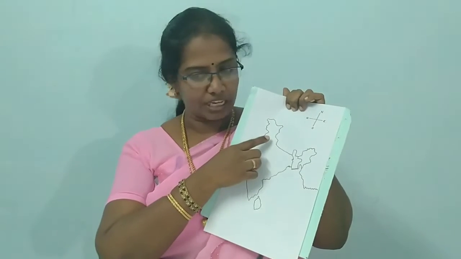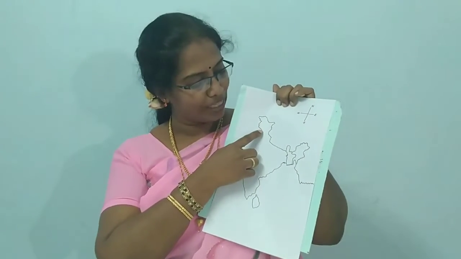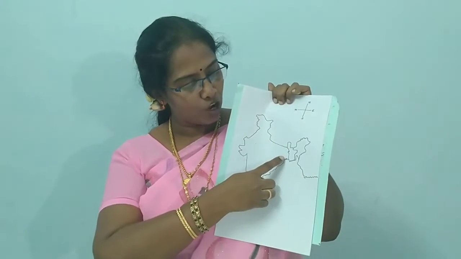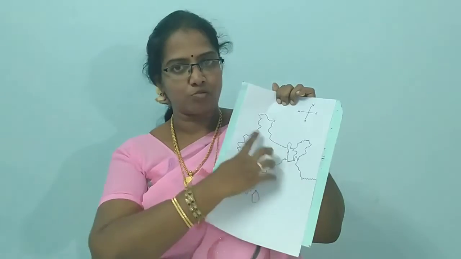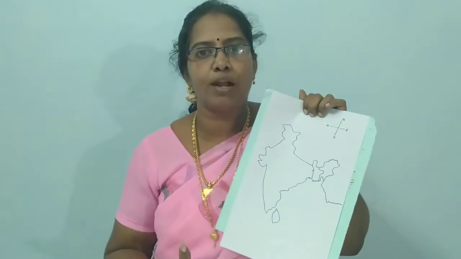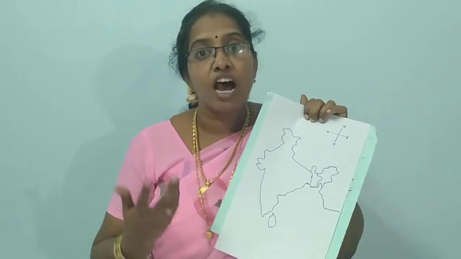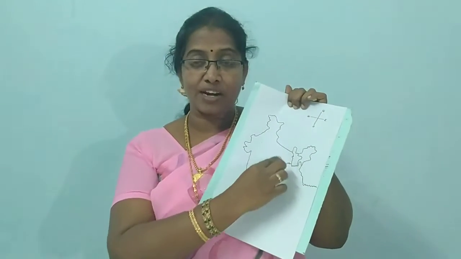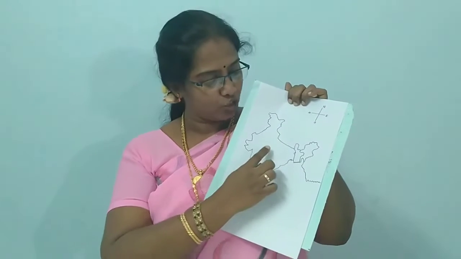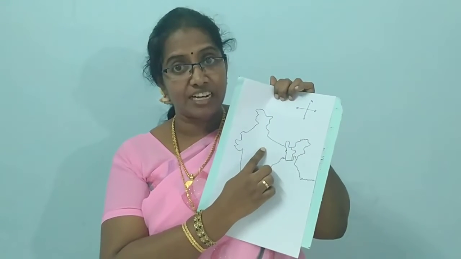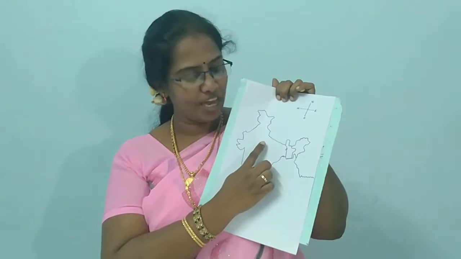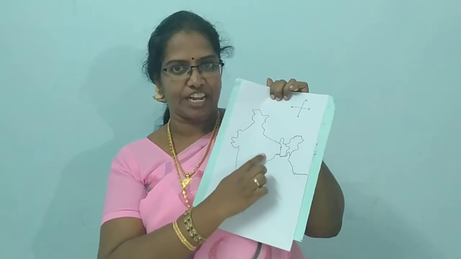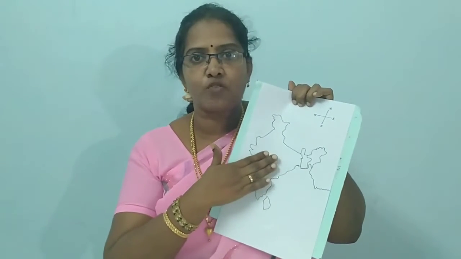Once again, children, this is Punjab, this is Haryana, this is Uttar Pradesh, Bihar, West Bengal, and this is Assam. Those areas have tropical deciduous forests. Then if you take the central part of India, this is central India, that is Madhya Pradesh. Then Jharkhand and Chhattisgarh areas also. Which forests are available?